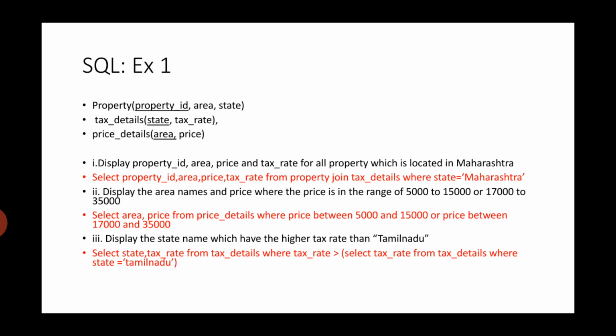So once the inner query has been executed, you can compare this tax rate with other states. Okay. So the outer query is nothing but select state, tax rate from tax details where tax rate is greater than, and your inner query output.